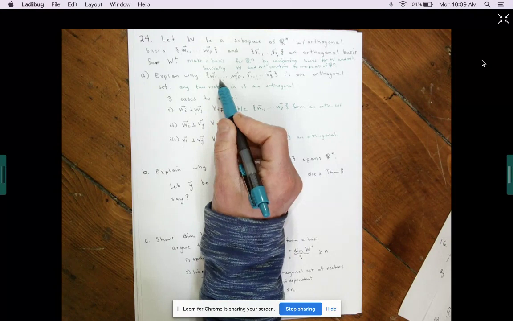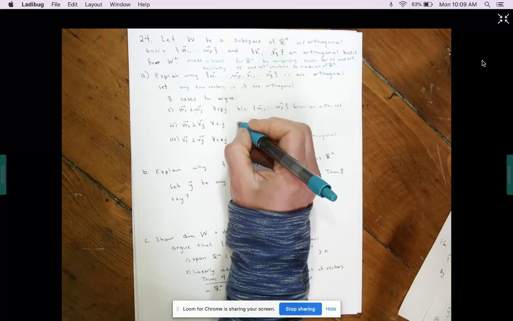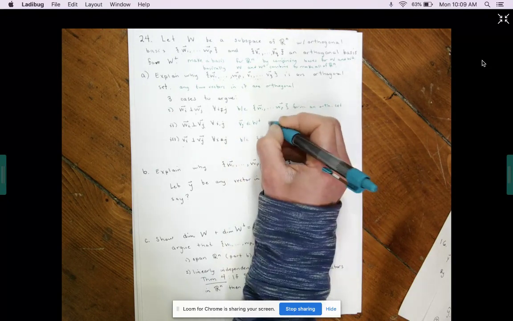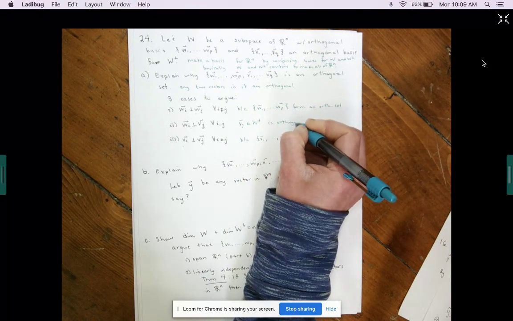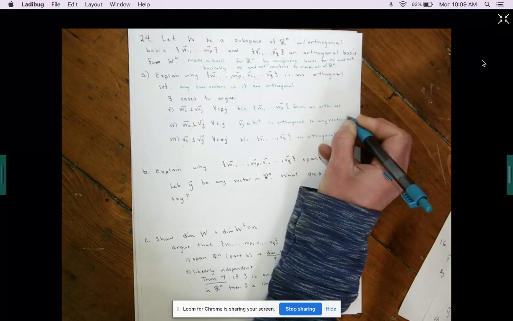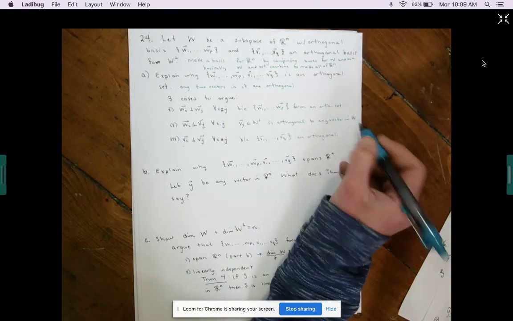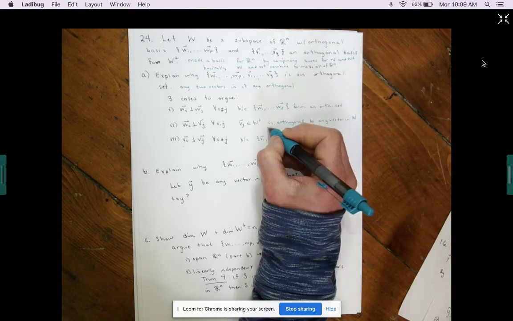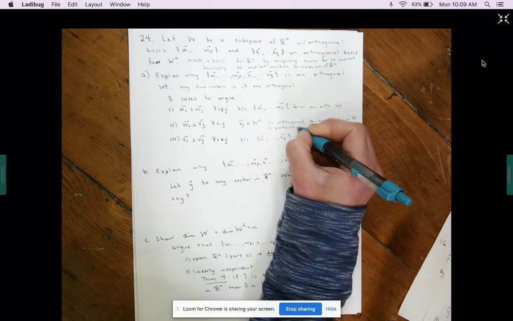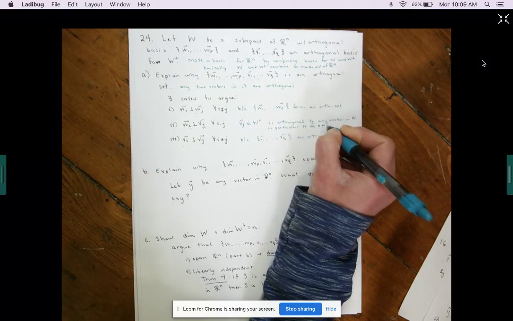So if I take one from W and one from W perp, why are they going to be orthogonal? Well, this is because vj, any vector in W perp, is orthogonal to any vector in W. By definition, any vector in the perpendicular of a subspace is perpendicular to any vector in the subspace. And so in particular, it will be orthogonal to the w's that are in the orthogonal set.